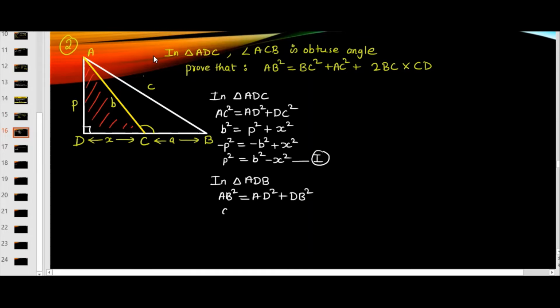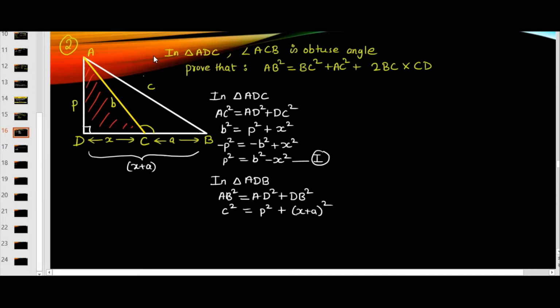AB square is c value, so we can write c square is equal, AD value is p, so this will become p square plus DB. What is DB? The whole length, this whole length. We can add this, right? X and a, so we can add this and write it as x plus a. So that can be written here, x plus a the whole square.